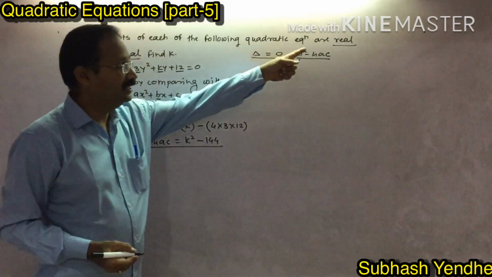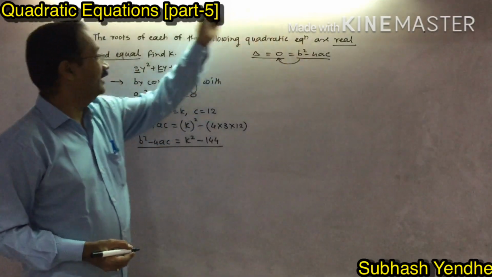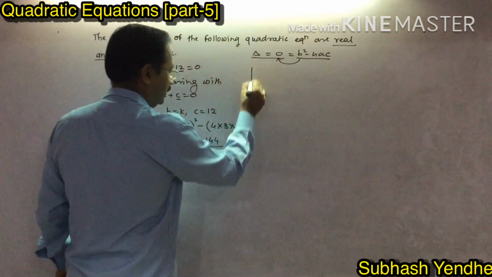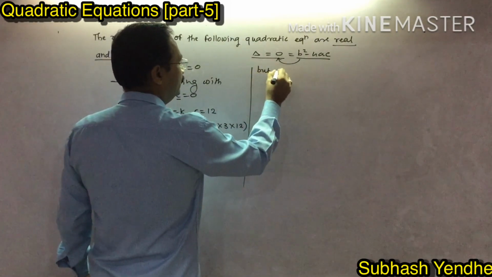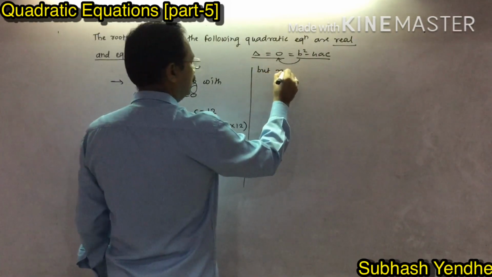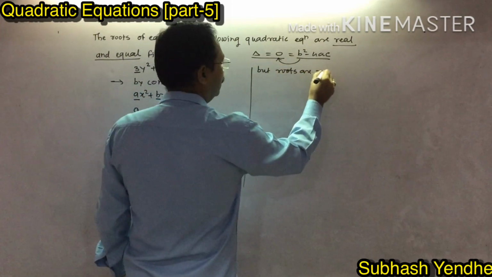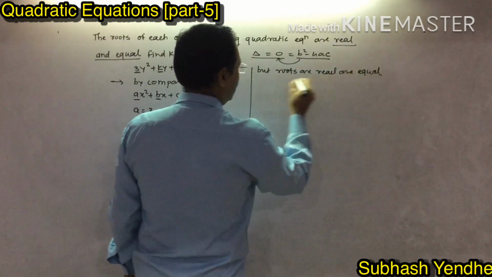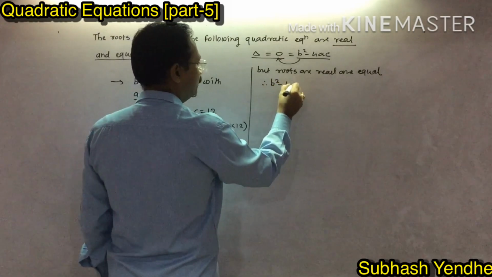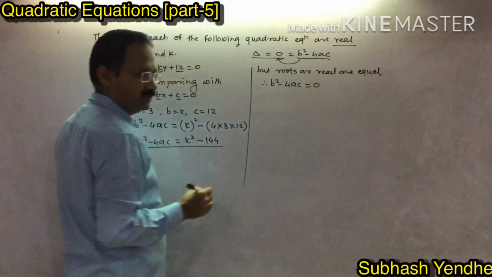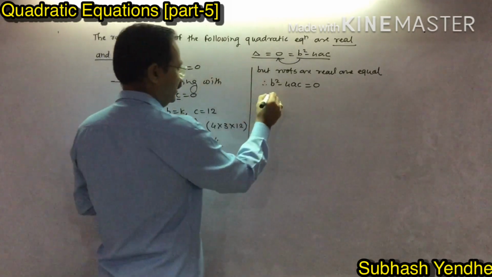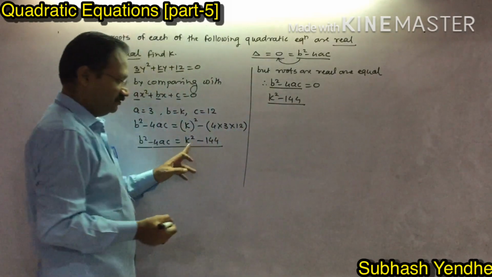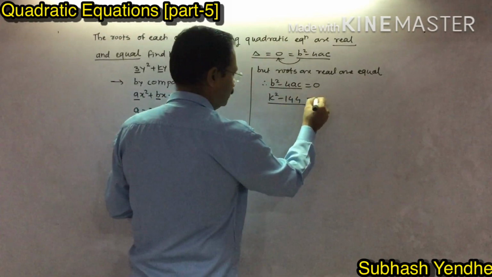But now what they are saying is that this equation's roots are real and equal, meaning delta value is 0. So we can write it: but the roots are real and equal. Therefore, b square minus 4ac is equal to 0. Its value is k square minus 144. So k square minus 144 equals 0.